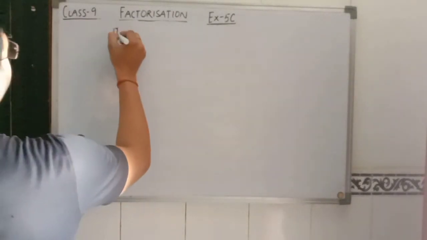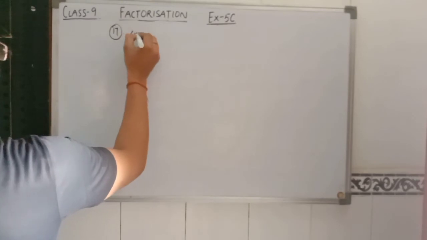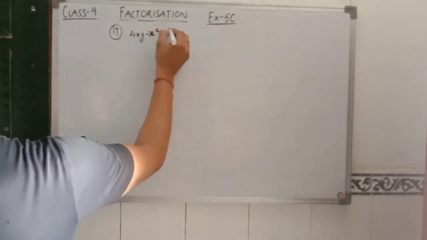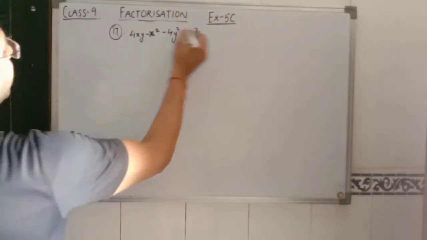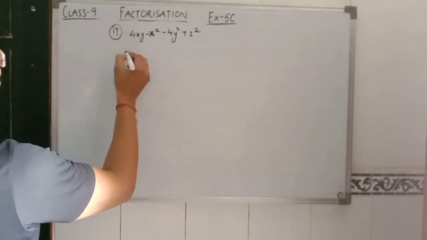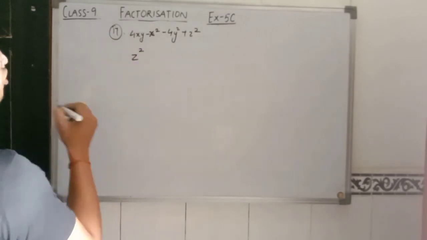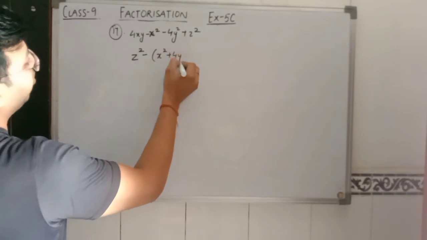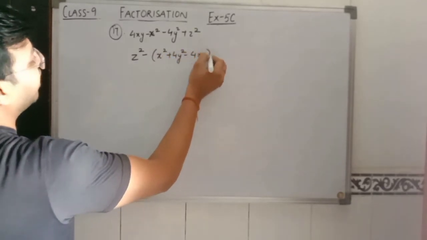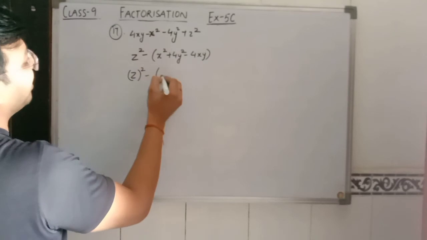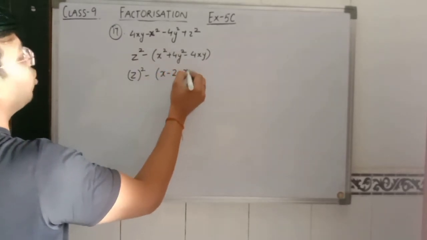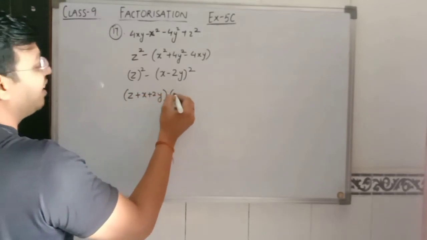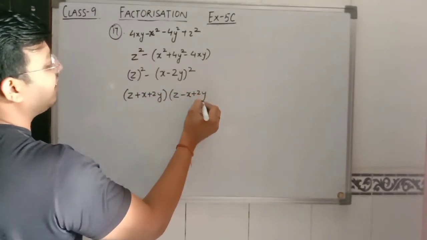Question number 17 is saying 4xy minus x square minus 4y square plus z square. Now the first three terms, we take z square initially, first we have written z square. After taking minus common, x square plus 4y square minus 4xy. Now they can be written as an identity, the identity of x minus 2y whole square. So a plus b in the first bracket and a minus b in the second bracket.